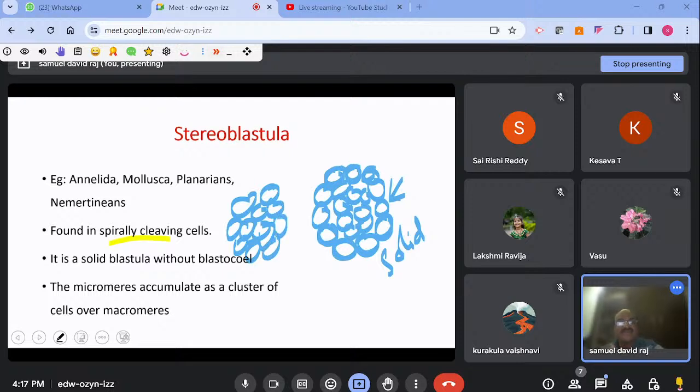But in the stereoblastula, the outer cells are formed into a layer, and even the center is completely filled. Hence, it is like a solid blastula. The solid blastula is called the stereoblastula, as seen in Annelida, Mollusca, planarians, and nemerteans.